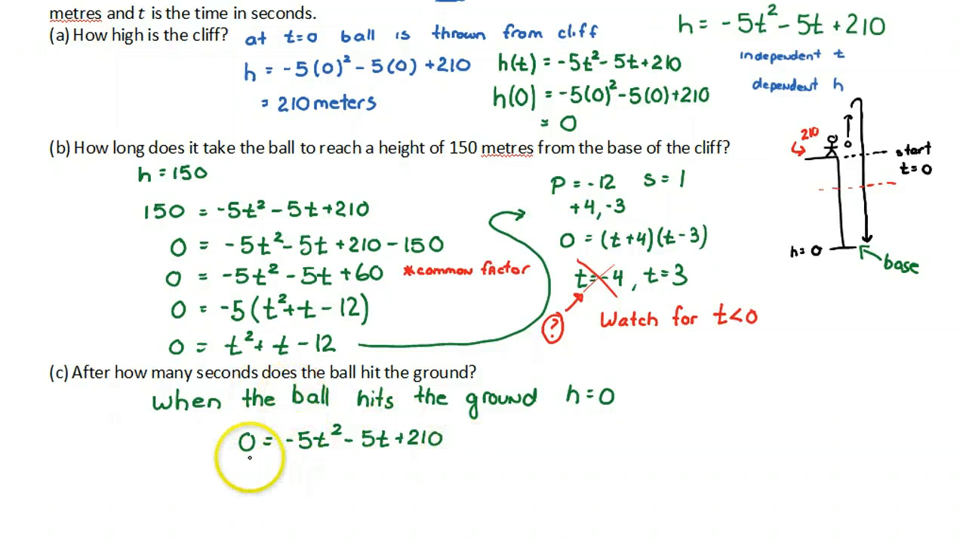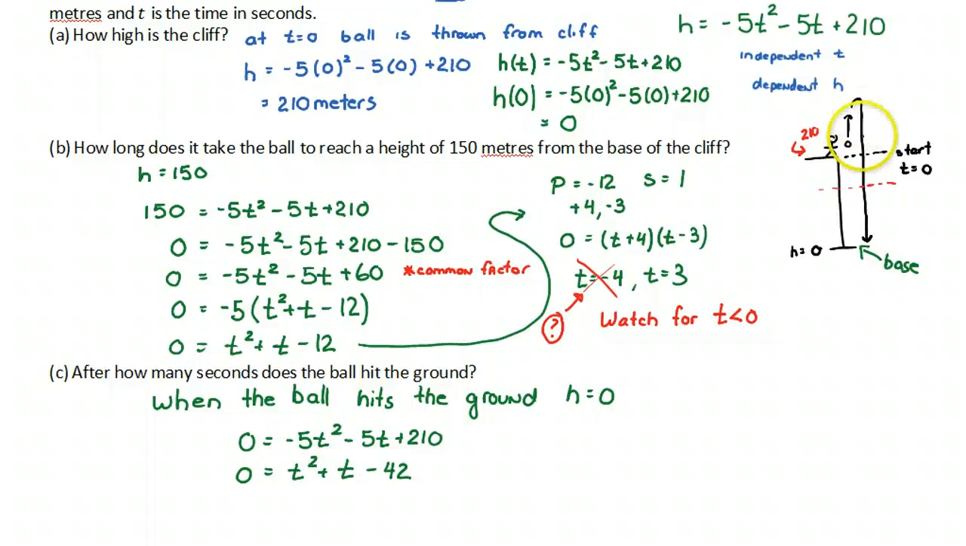And then what I'm going to do here is factor this. And in fact, I'm just going to divide both sides by -5. So I get t squared plus t, and then 210 is going to be minus 42, I believe. So now I'm going to go through and factor this.